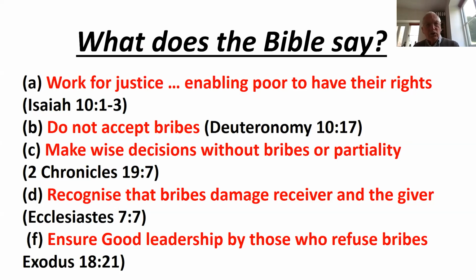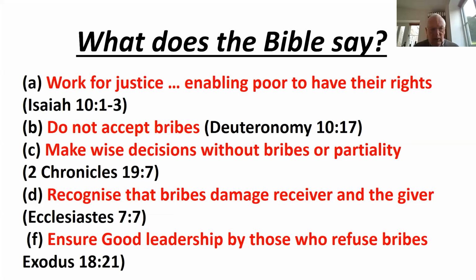Now, as Christians, we need to be guided by what the Bible says about corruption and conflict of interest. And it's absolutely clear. Isaiah speaks about working for justice and enabling the poor to have their rights. Deuteronomy, absolutely straightforward: do not accept bribes. Chronicles, very interesting, very perceptive: make wise decisions without bribes. Just emphasizing something that was known hundreds and hundreds of years ago, that our professional work can be influenced by money.